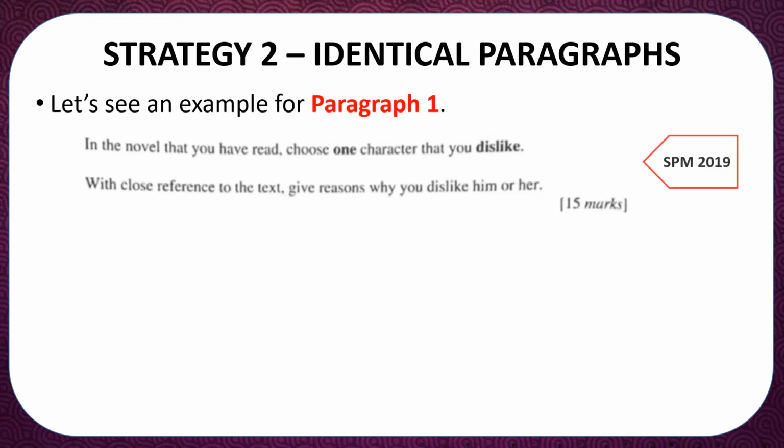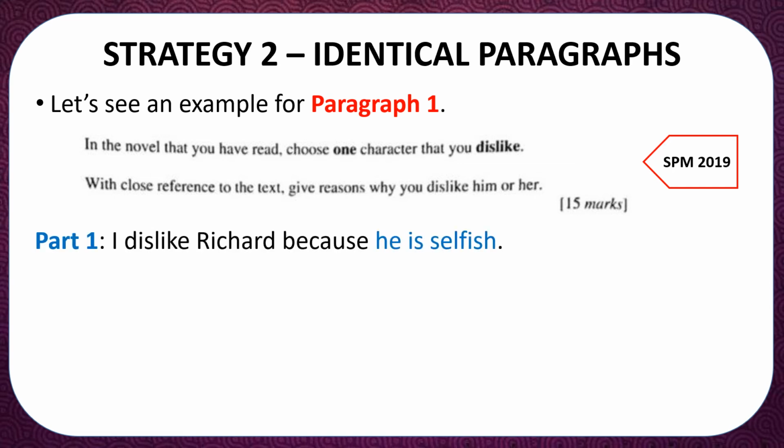Here we will use the question we have seen earlier, which is SPM 2019. So for part 1, you need to mention, I dislike Richard because he is selfish. Remember, earlier when you wrote the introduction, you already mentioned that you dislike Richard because he is selfish and stubborn. So let's say selfish is the first point. So, I dislike Richard because he is selfish. And then you need to elaborate.